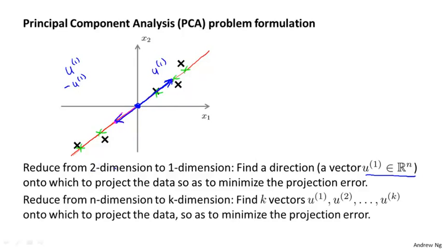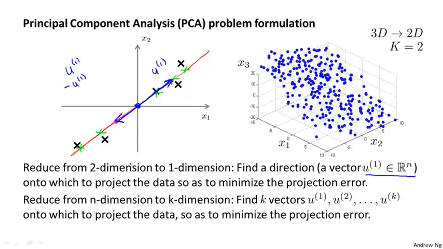In the more general case, we have n-dimensional data and we want to reduce it to k dimensions. In that case, we want to find not just a single vector onto which to project the data, but we want to find k dimensions onto which to project the data so as to minimize this projection error. So here's an example. If I have a 3D point cloud like this, then maybe what I want to do is find vectors, so find a pair of vectors, and I'm going to call these vectors, let's draw these in red.